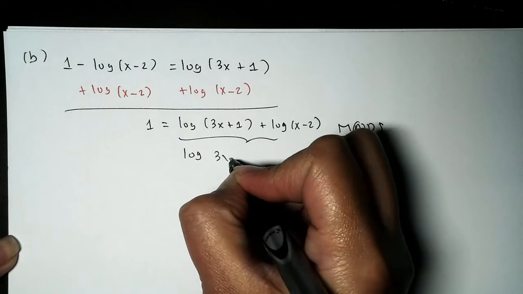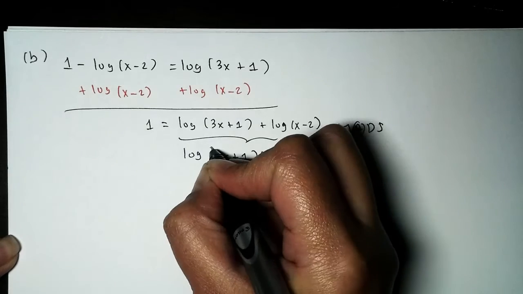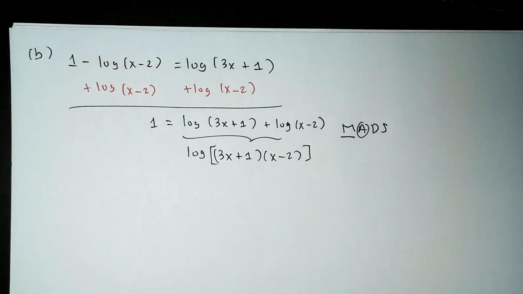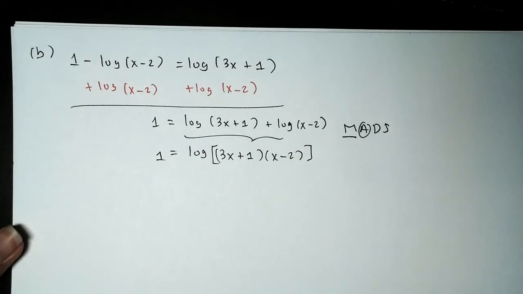So we have 3x plus 1 times x minus 2, and with your permission, we're going to go ahead and put a bracket for my peace of mind, just so I can highlight to myself that the entire product is the argument, equals 1. Okay, so you do what you gotta do. You can simplify the argument, but I'm going to take a pause right here.